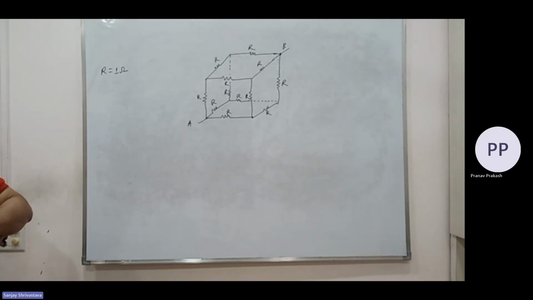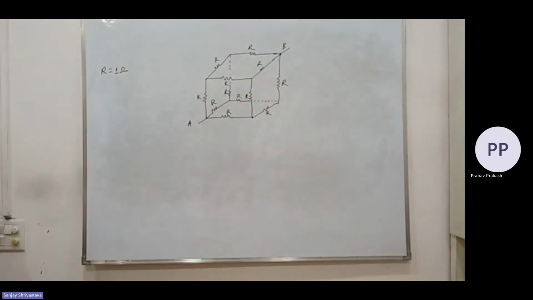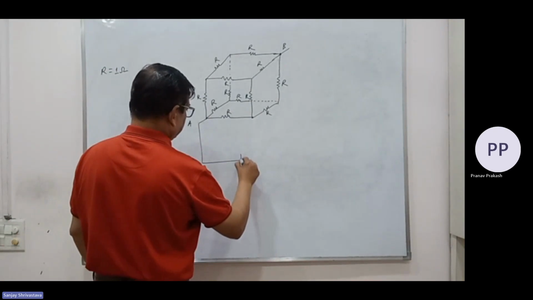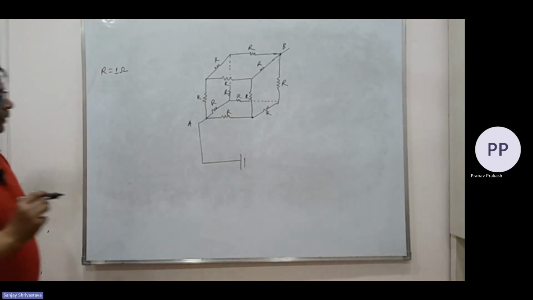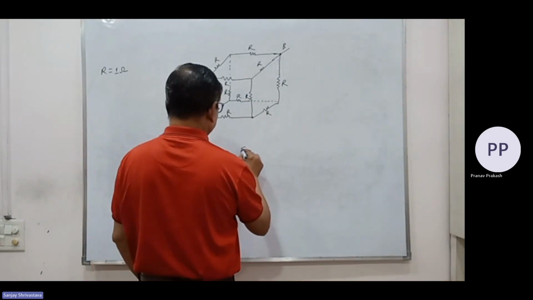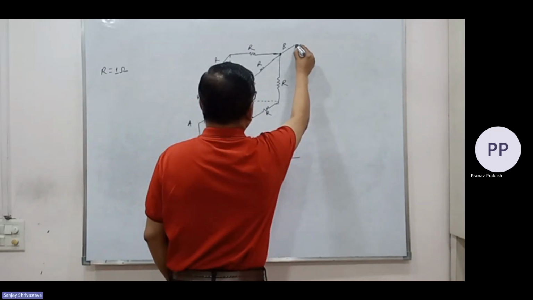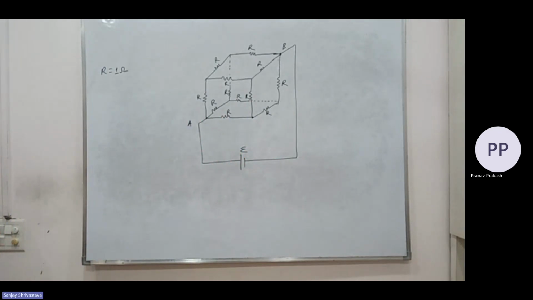In such questions, when you are given a complex network, to start with assume a battery between A and B, then put KVL. So let's assume that between A and B we put a battery of value epsilon. Write: assuming we put a battery between A and B of value epsilon.